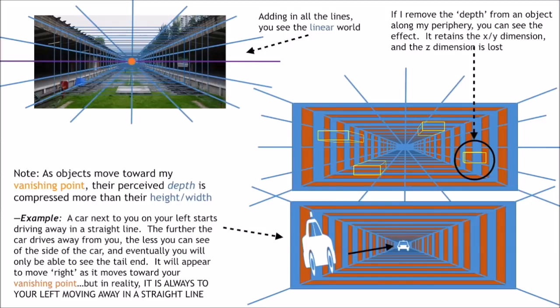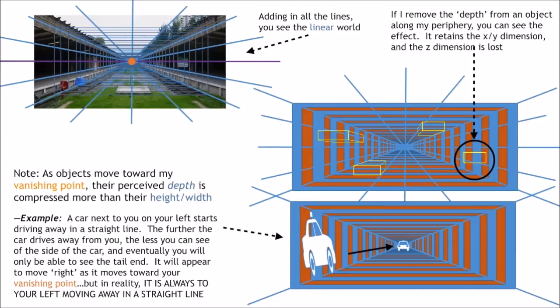So if I remove the depth from an object along my periphery, like I remove some of its z-axis component, I guess, you can see how it might look. It retains its XY dimension, and the z dimension is lost, let's say. So if we just removed more and more of the depth of the object, essentially it just looks like a rectangle again.